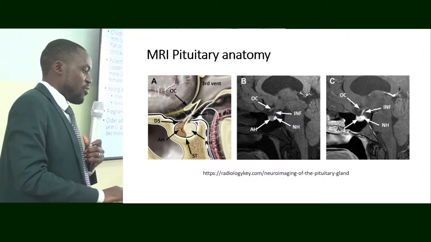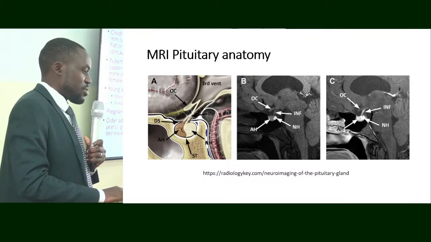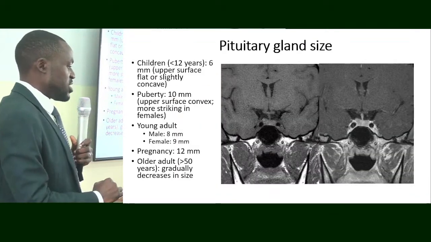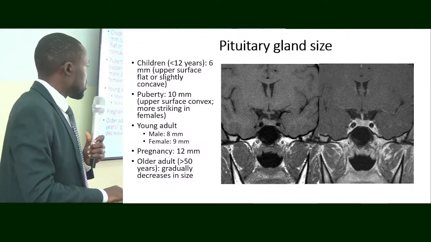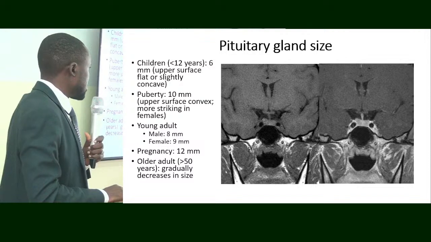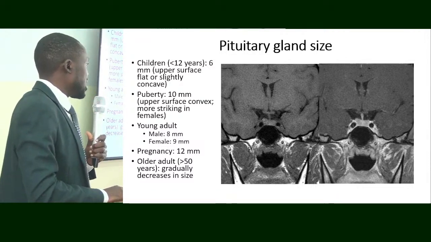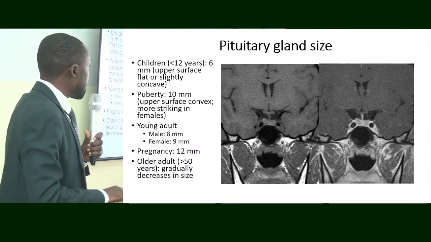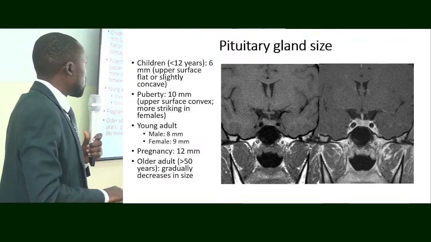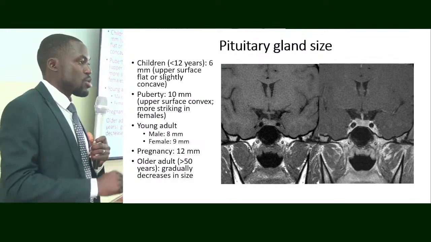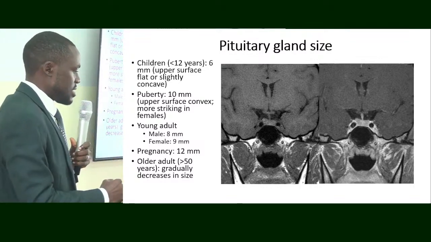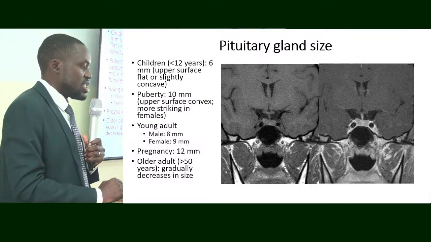But overall, unless one is pregnant, we do not expect it usually to go above 10 millimeters. You can see so in pregnancy where we have about 12 millimeters. In the young age group, males 8 millimeters, females 9, and then in puberty it's when you can reach 10, and in females it will be a little bit more prominent, and of course, as you understand, because of the activity it is doing, this is largely hormonal.